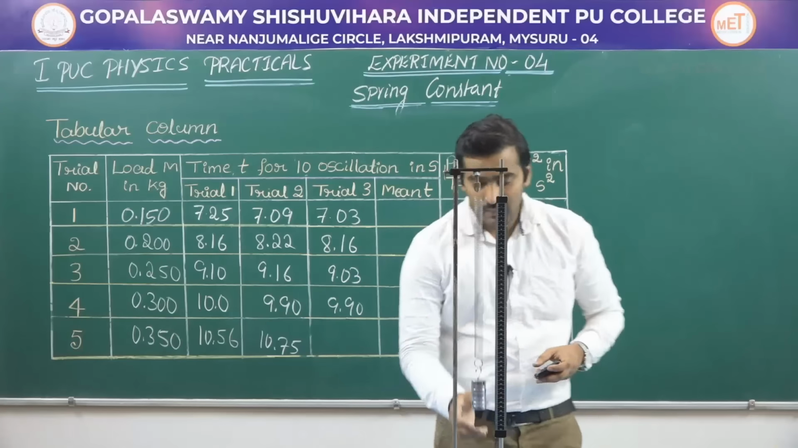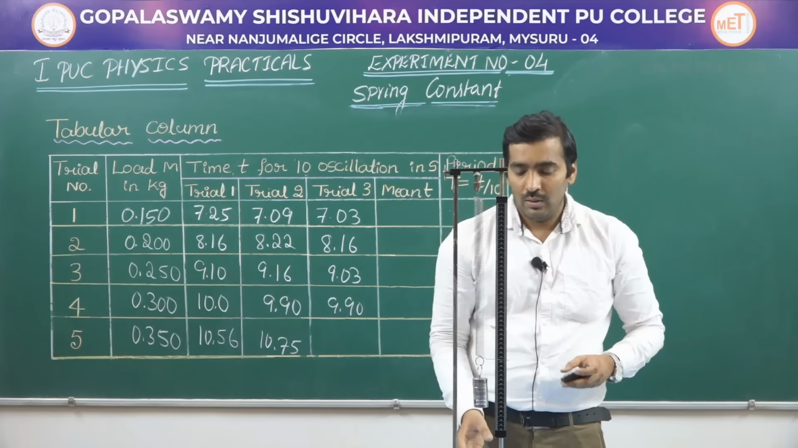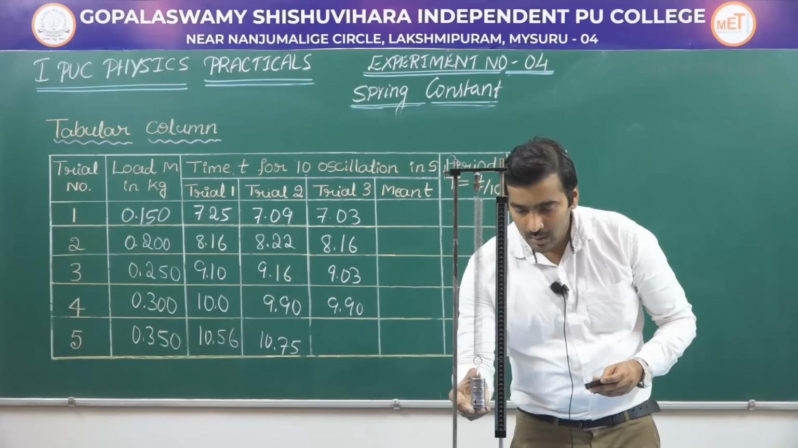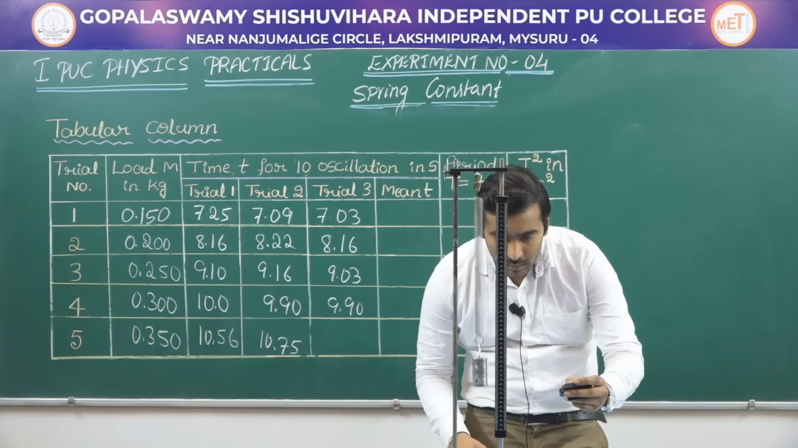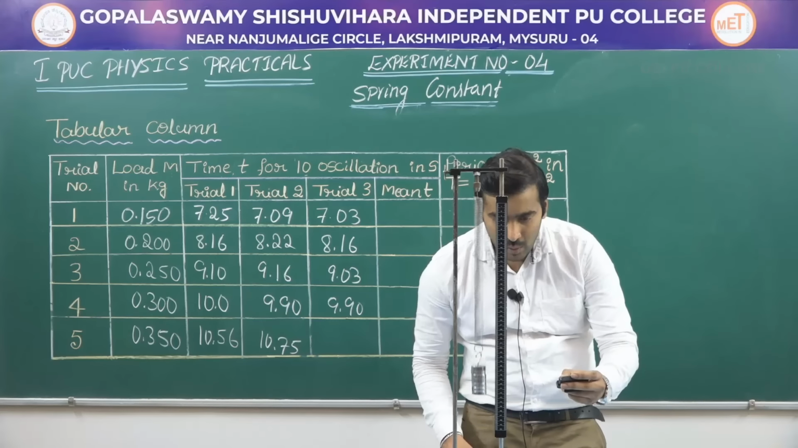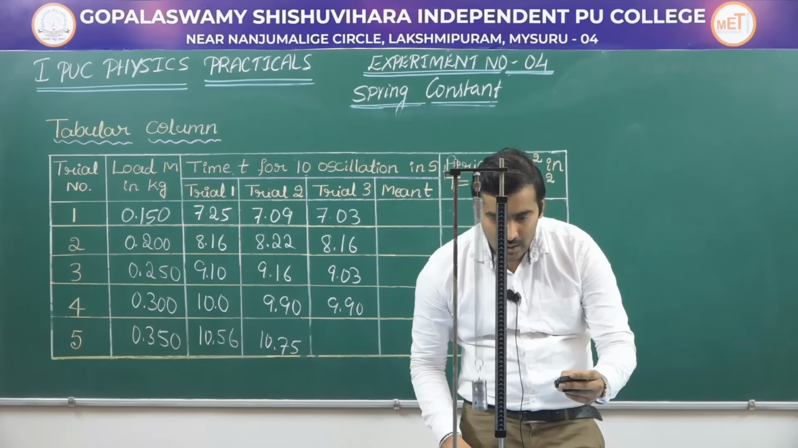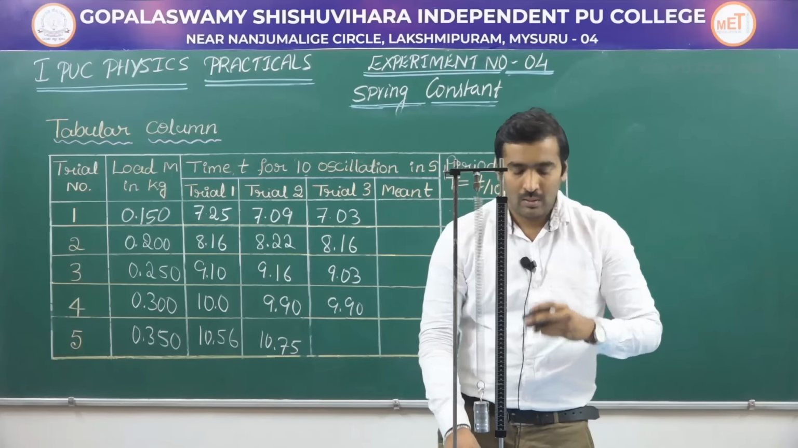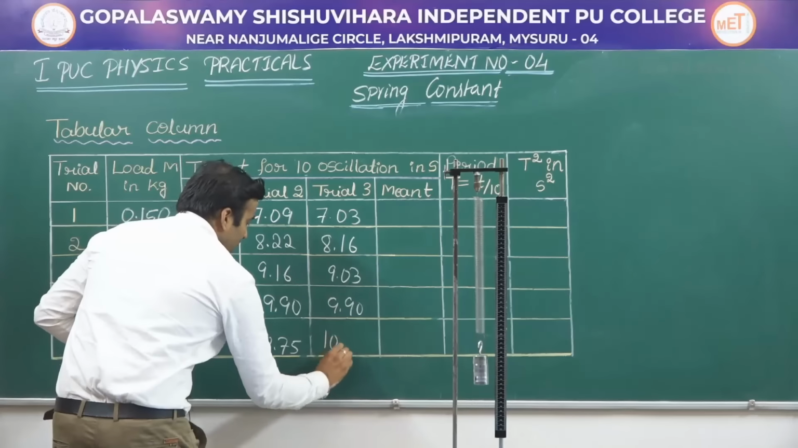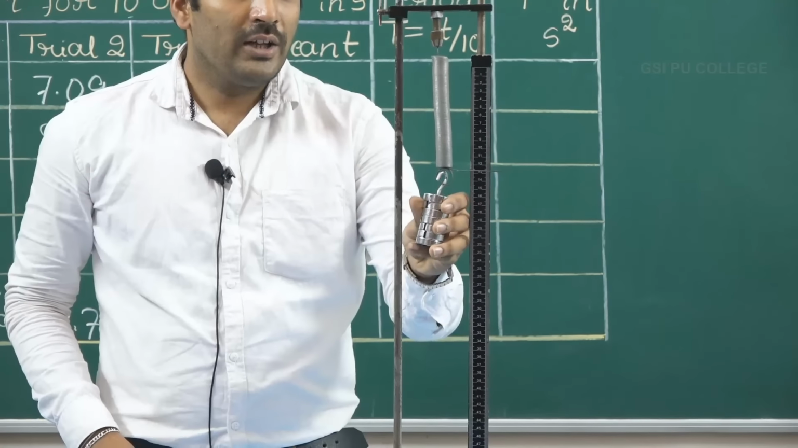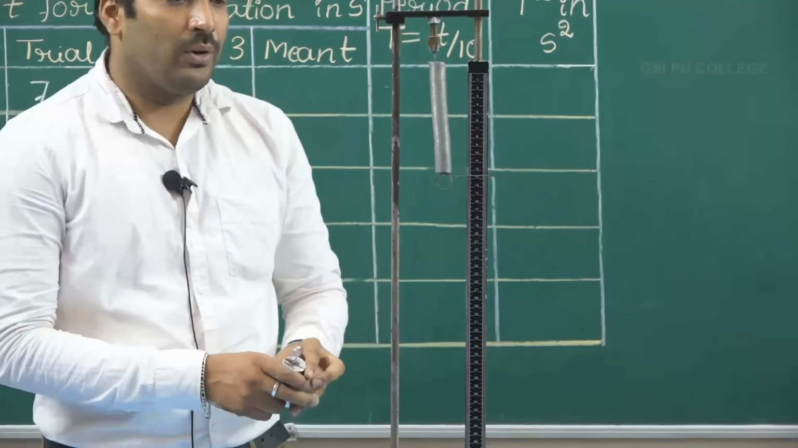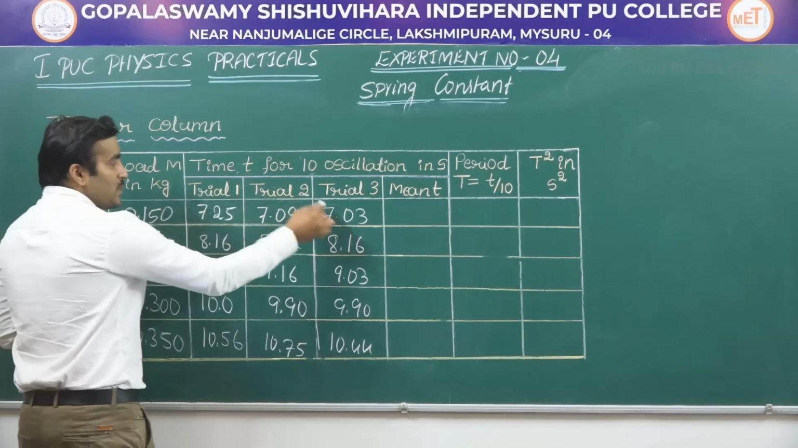Now for the last trial, same load, the trial number 3. Allow the spring to oscillate. 1, 2, 3, 4, 5, 6, 7, 8, 9, 10. 10.44 seconds. Now after performing the experiment, you have to remove this load, otherwise the spring may be permanently deformed. Okay. So here we have finished the experimental part.